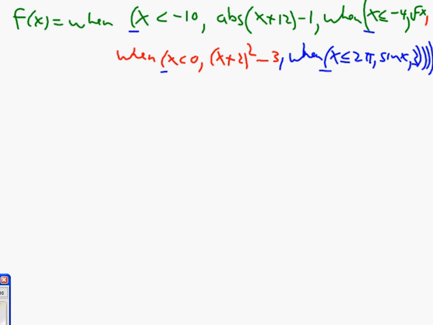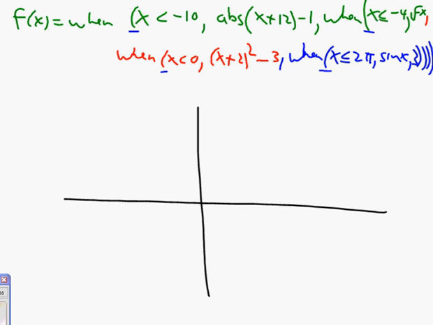So your graph should look something like this. Here comes that square root of negative x, and then it stops at some point. And with a parabola, it does this. And you've got a sine x graph. And you've got that. And there you go.